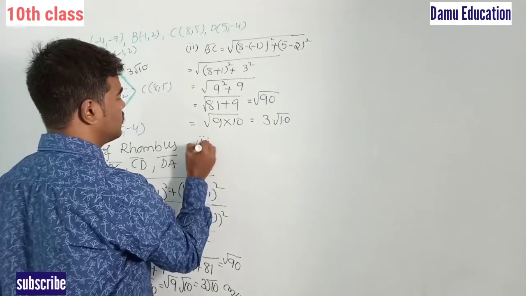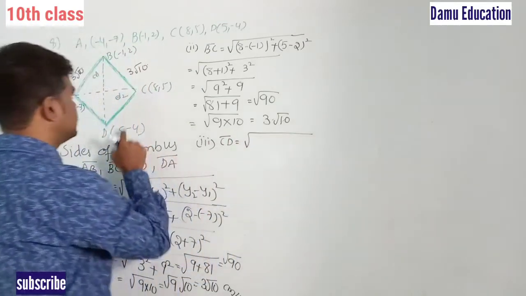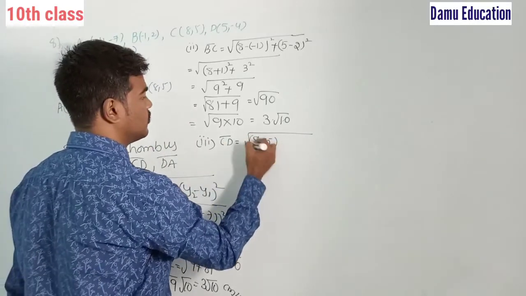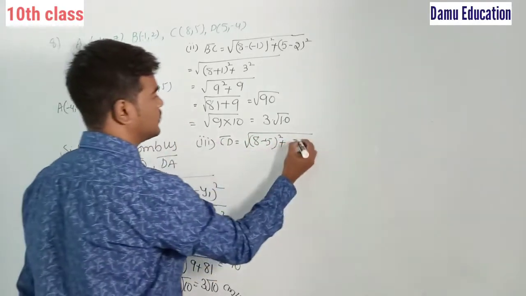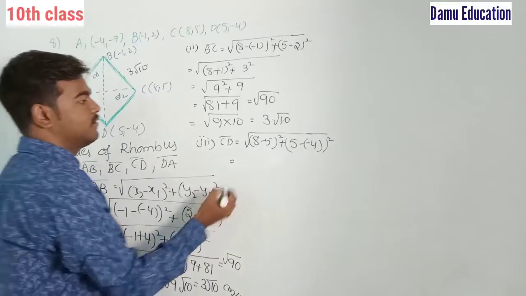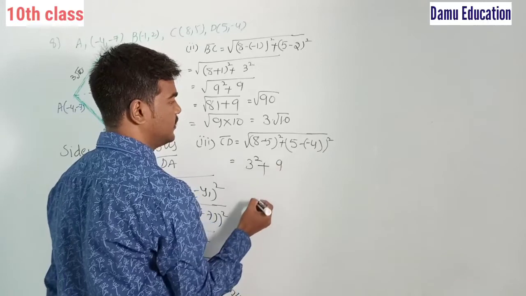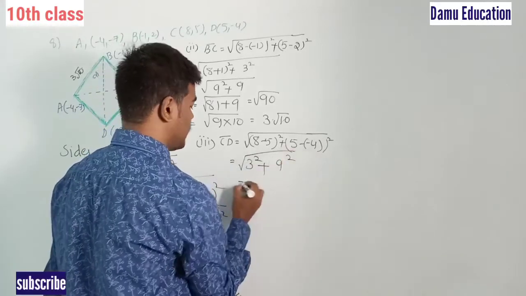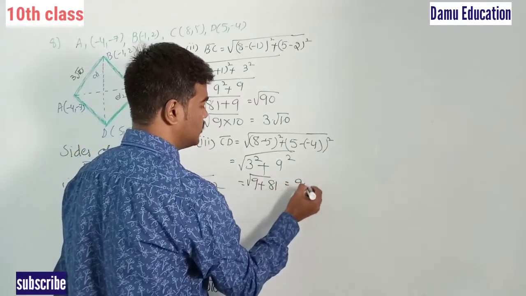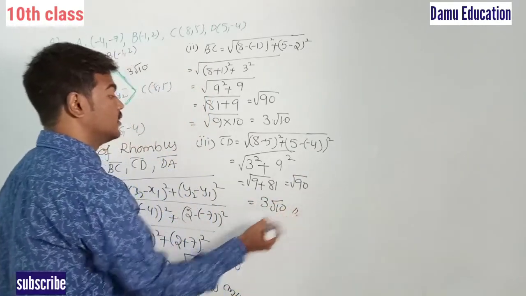Next, the third one, CD. Square root of x2, 8, minus x1, 5, whole square, plus 5 minus of minus 4 whole square. So 8 minus 5 is 3 square, and 5 plus 4 is 9 square. 3 square is 9, plus 9 square is 81, that is 90. So the square root of 90 is 3 root 10.